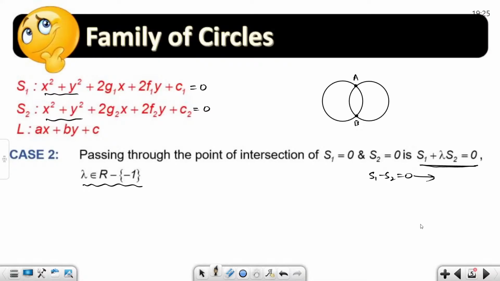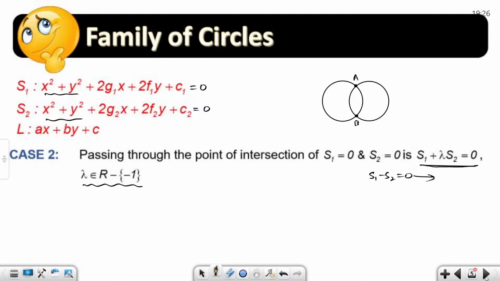So in that case, what we have done? We have simply written the family of circles is S1 plus lambda times S2 equals to 0. And one thing we should be careful about in this case is that your lambda should not take the value -1. Other than that, lambda can take any value. There is no problem. Why? Because I told you that when lambda becomes -1, it will become a line, not a circle.